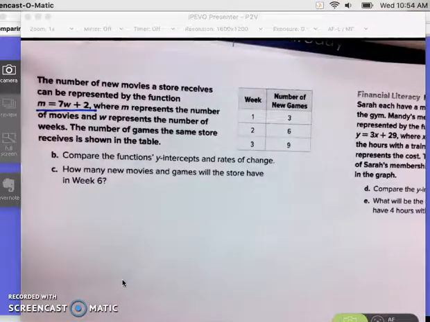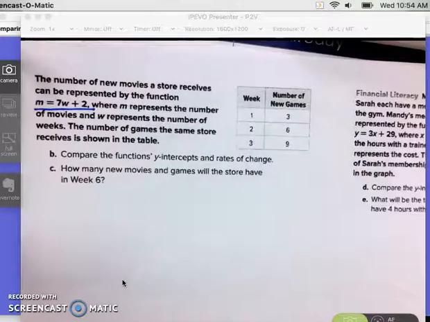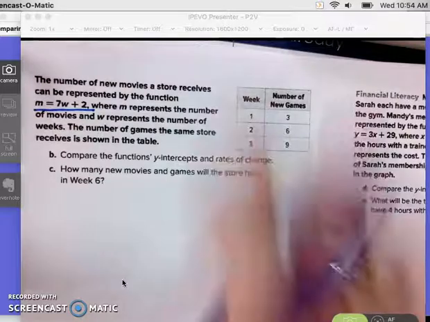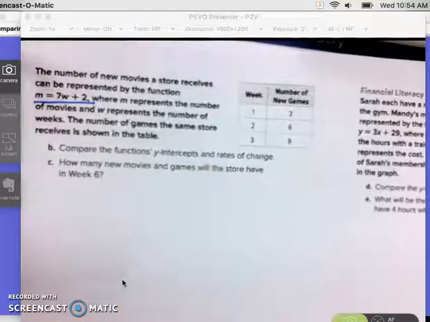Next example, the number of new movies a store receives can be represented by the function m equals 7w plus 2, where m represents the number of movies and w represents the number of weeks. So the number of games the same store receives is shown in the table. So here is another function. So we need to compare the functions, y-intercepts, and the rate of change.